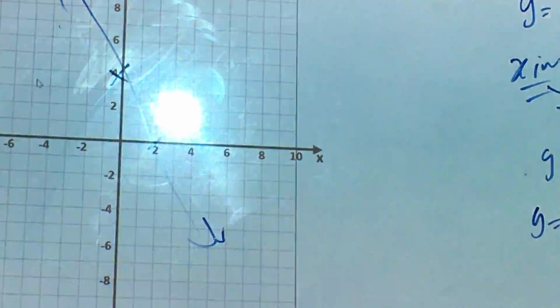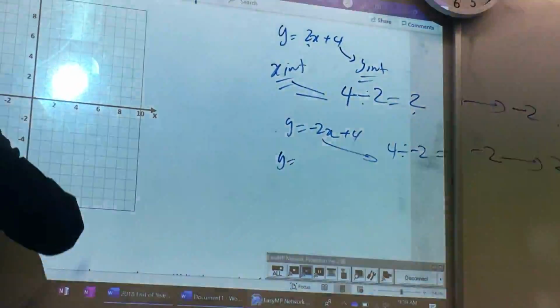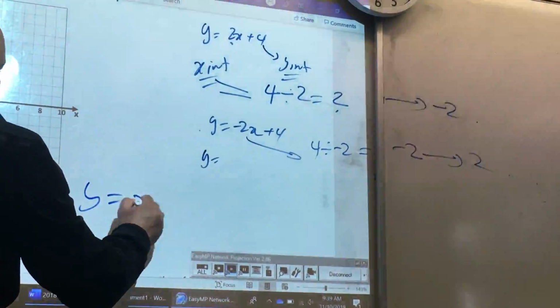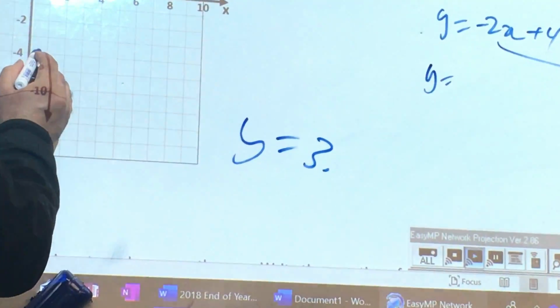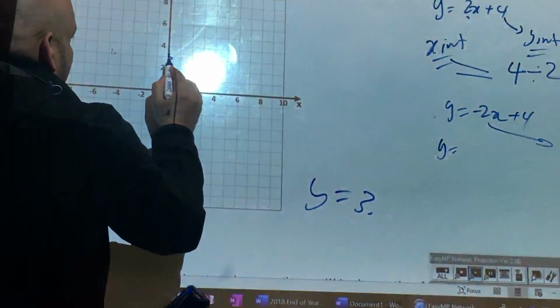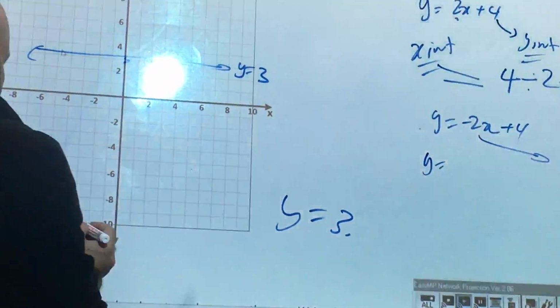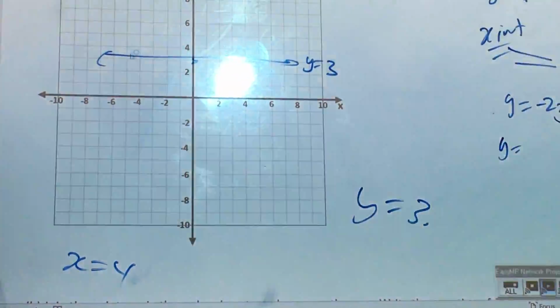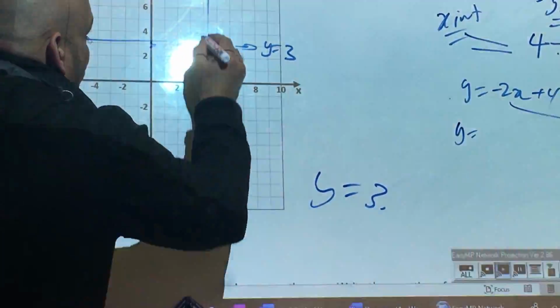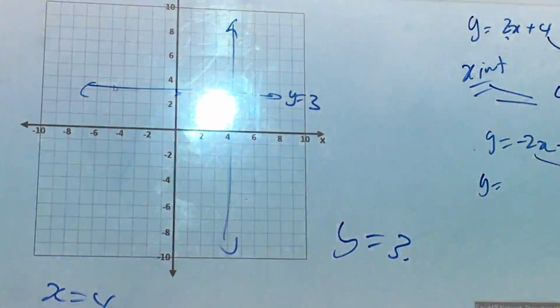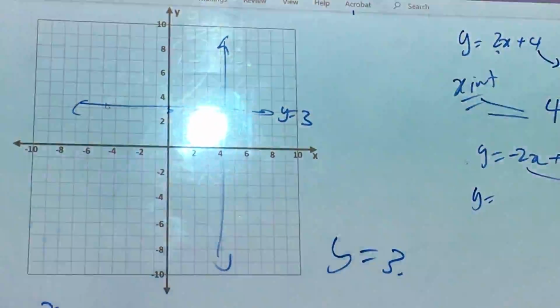Right? Good. If I say graph y is equal to 3, that means you are cutting the y line at 3. That's the y line. This is y is equal to 3. If I say draw the graph of x equals 4, that means you are cutting the x line at 4. These are graphs.